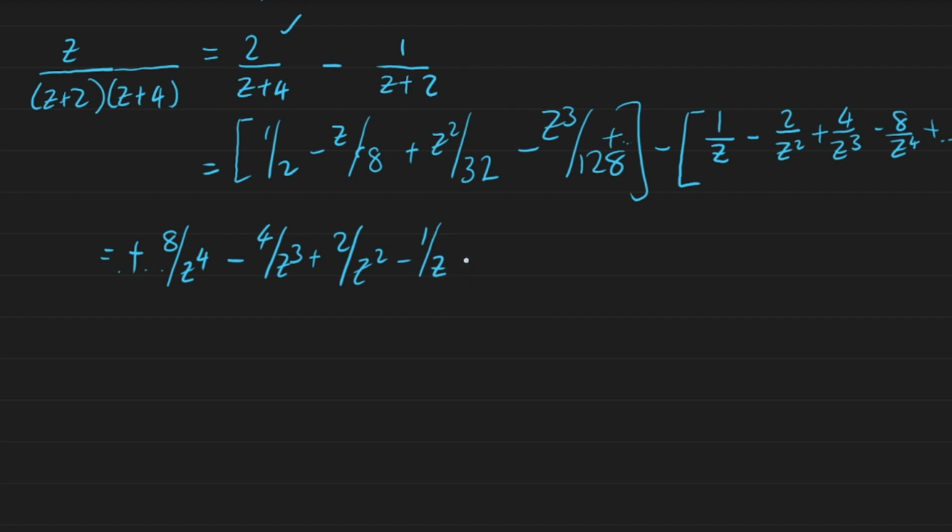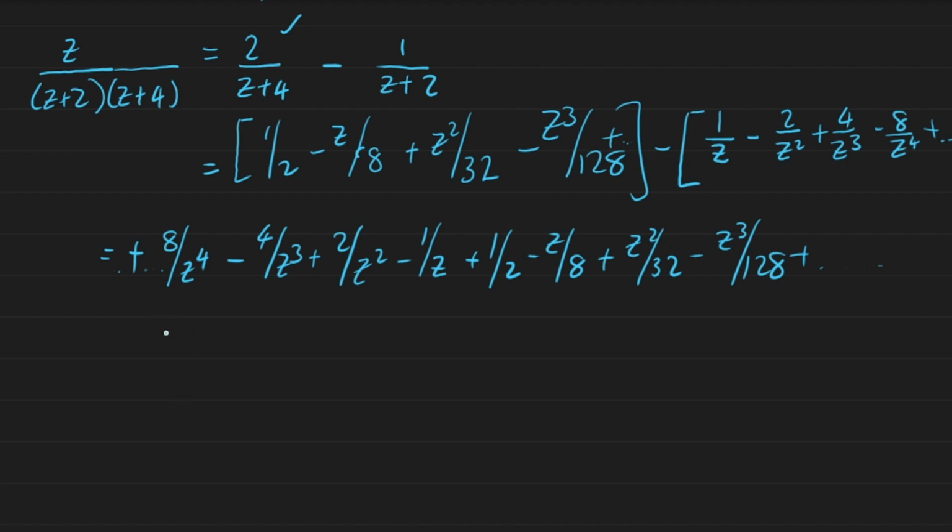And then writing the rest of these terms, we have plus a half, minus z over 8, plus z squared over 32, minus z cubed over 128. And this will continue. So this is kind of our Laurent series. Okay, so let's think about what we have.